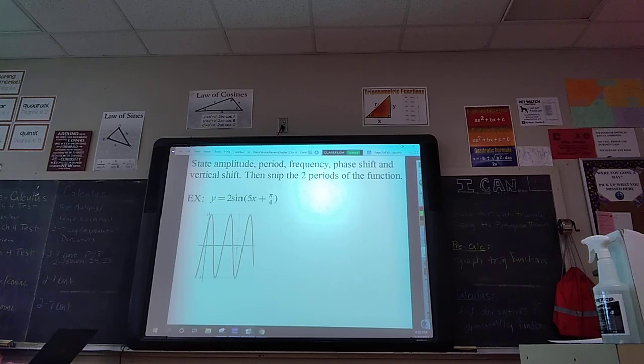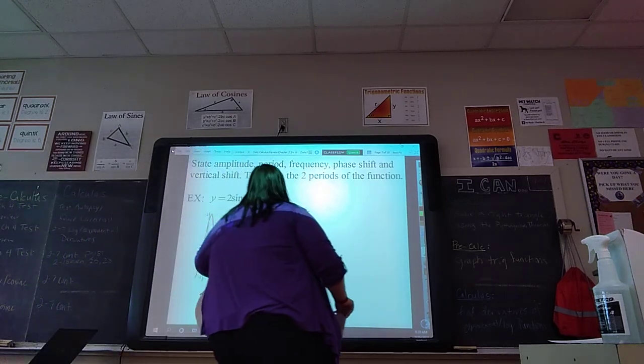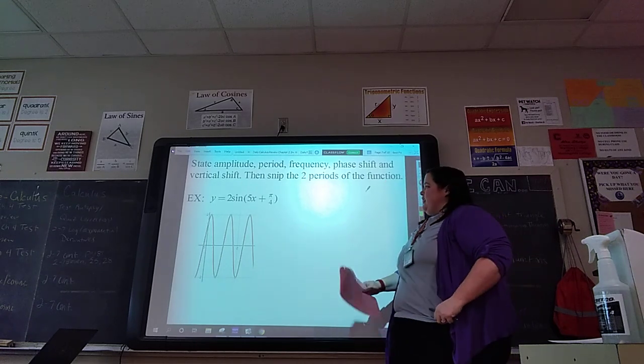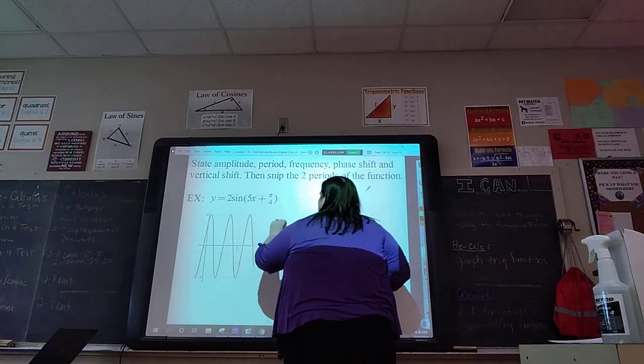Any questions on the snip part? Actually, the nice thing is you don't have to highlight anything. So there is the snip of 2 periods. I actually put that last, but I want to talk about it first. So now we're going to state the amplitude.